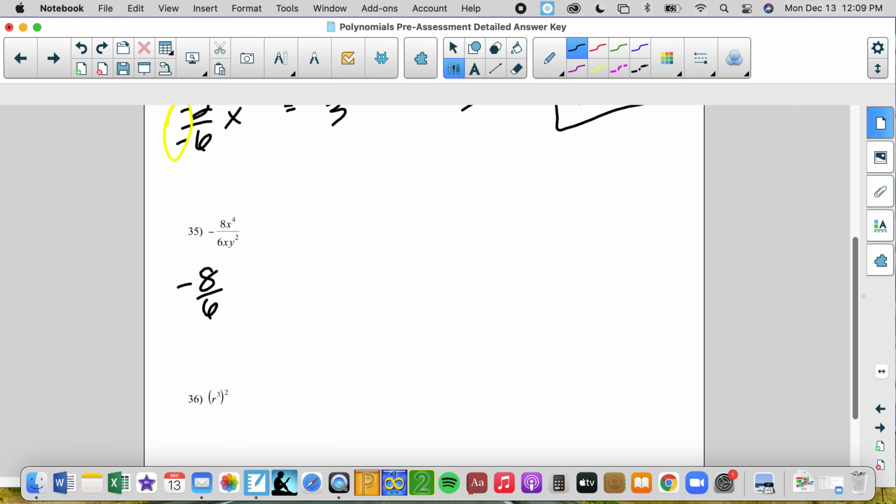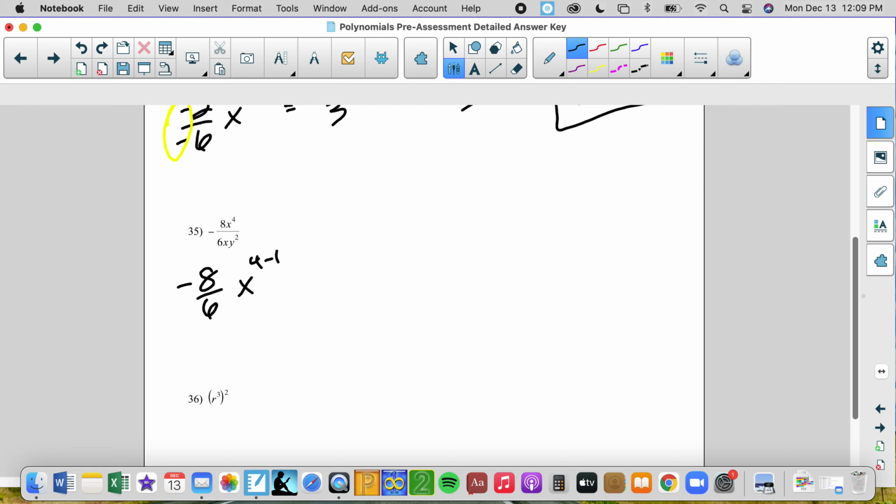-8/6. We're going to pop that negative up to the 8 for no reason other than I just did it. Oh, see that? I almost made that y squared. And that would have been bad because this says it's in the numerator, but we see it's in the denominator. So be careful of that one.